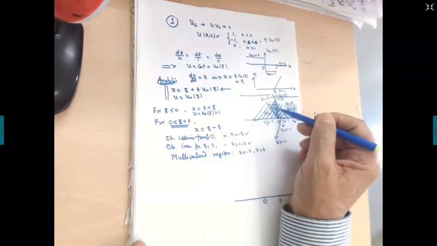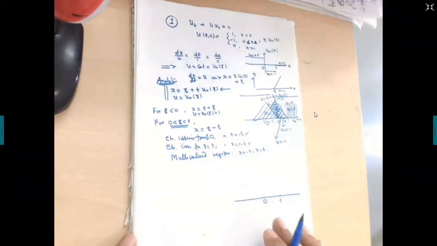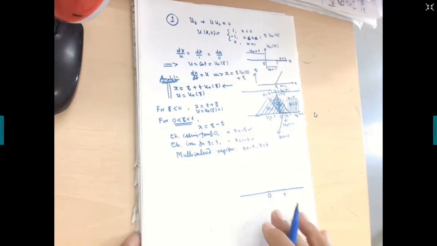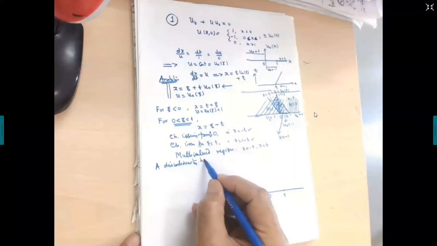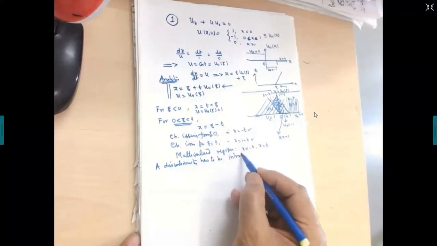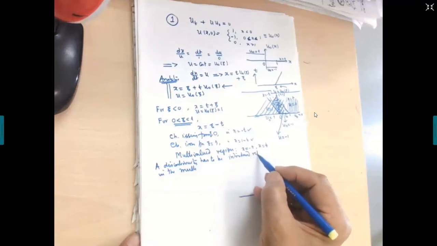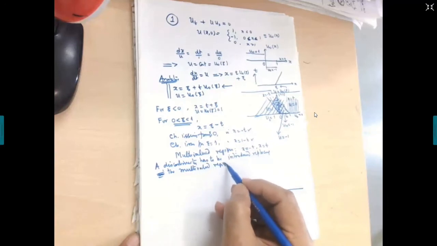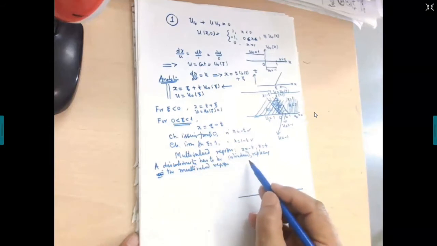This is the region of interaction. So what the theory says is, when the characteristics intersect, a discontinuity has to be introduced in the multi-valued region, replacing the multi-valued region. A discontinuity has to be introduced.